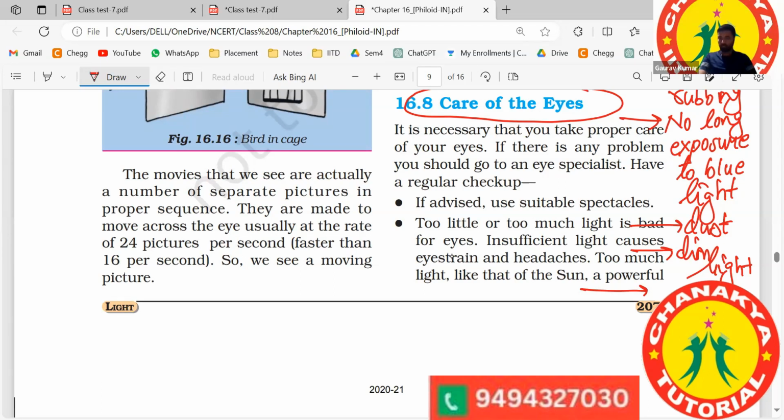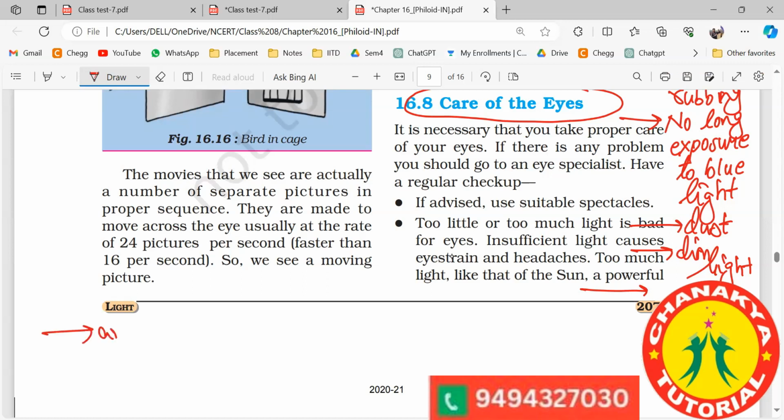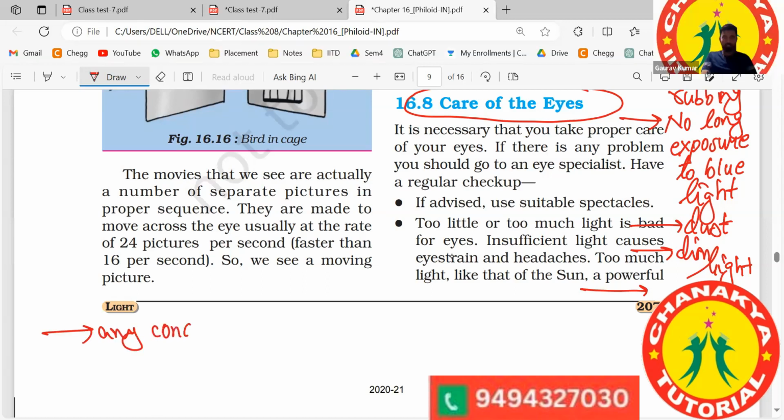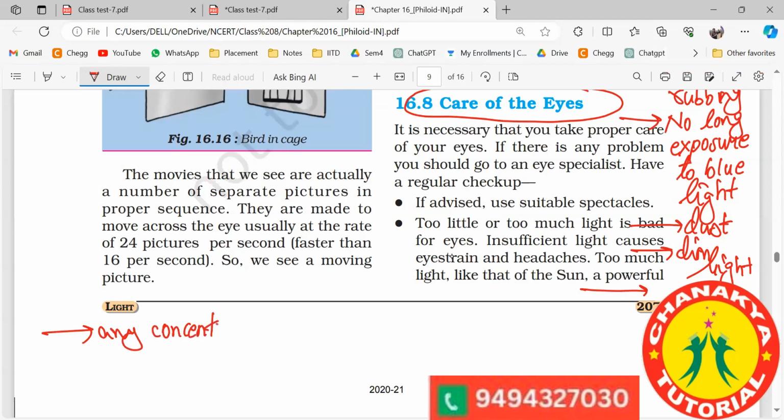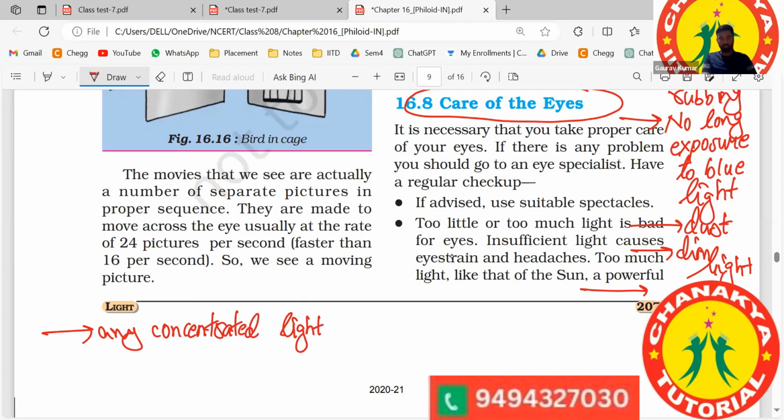Yes, torchlight also. Any concentrated light. We should not see concentrated light in the dark or look at a gadget in the dark, otherwise it can damage the eyes. Yes, it can damage our eyes because our whole eyesight is focused on that part and it can cause much strain to our eyes.